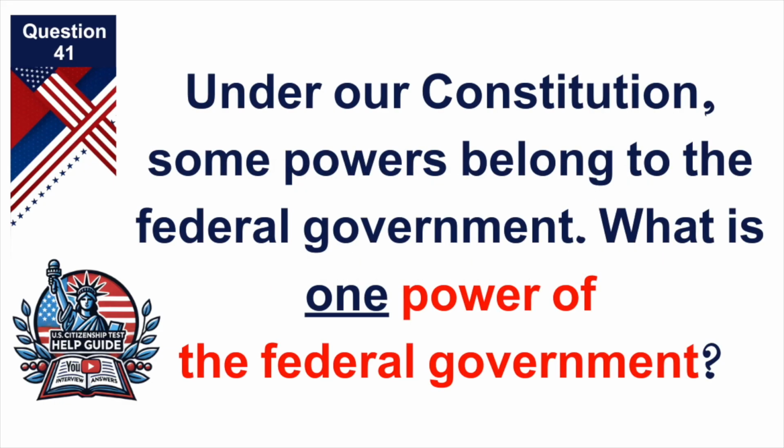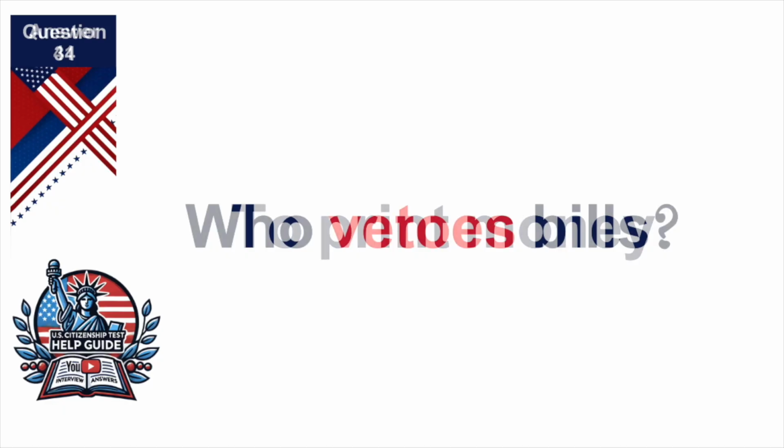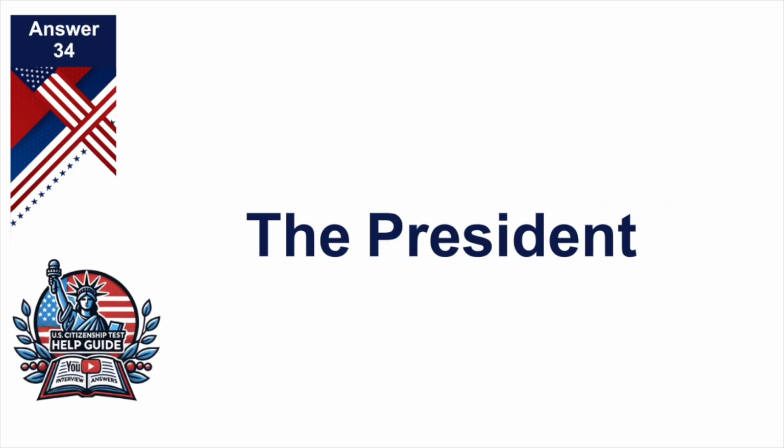Under our Constitution, some powers belong to the federal government. What is one power of the federal government? To print money. Who vetoes bills? The President.